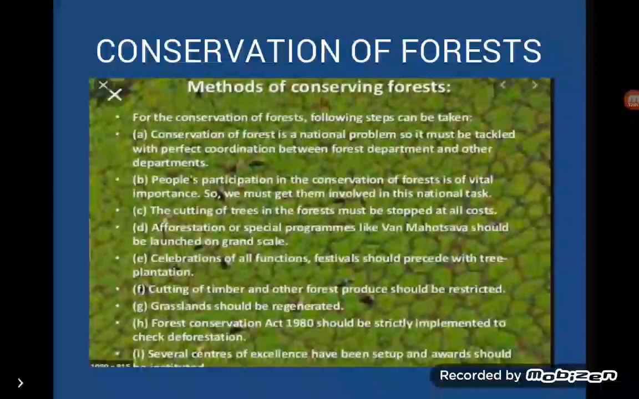Awards should be given. Prevention of overgrazing, protection from forest fire, conservation of forest into protected areas.